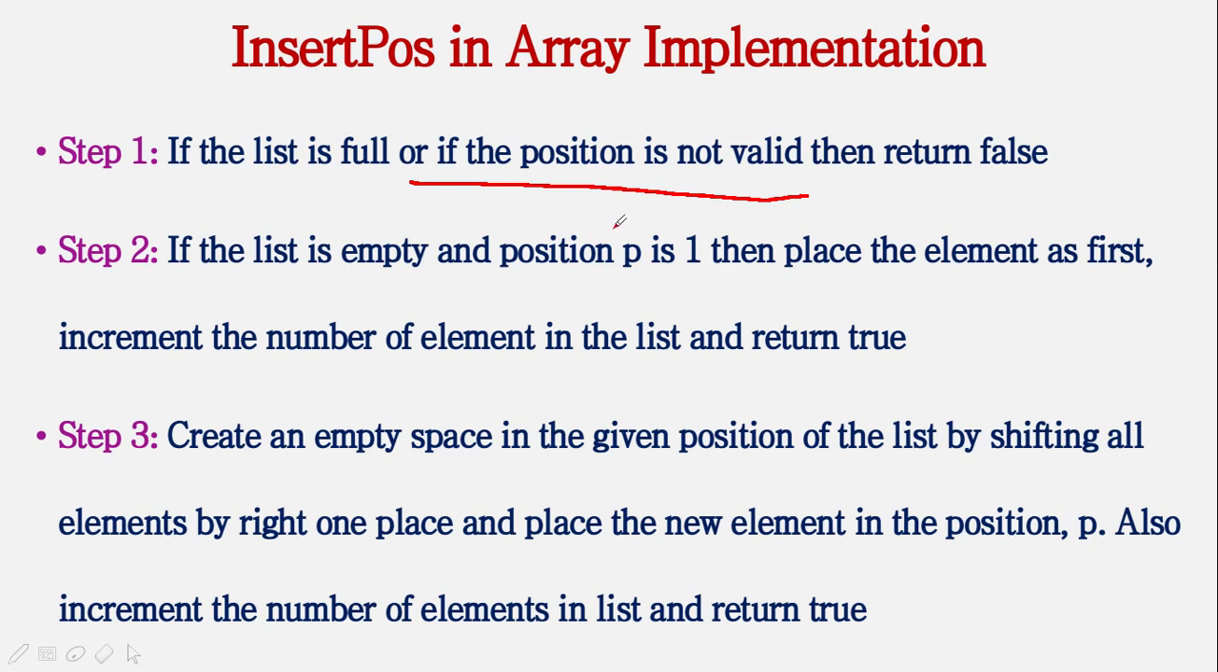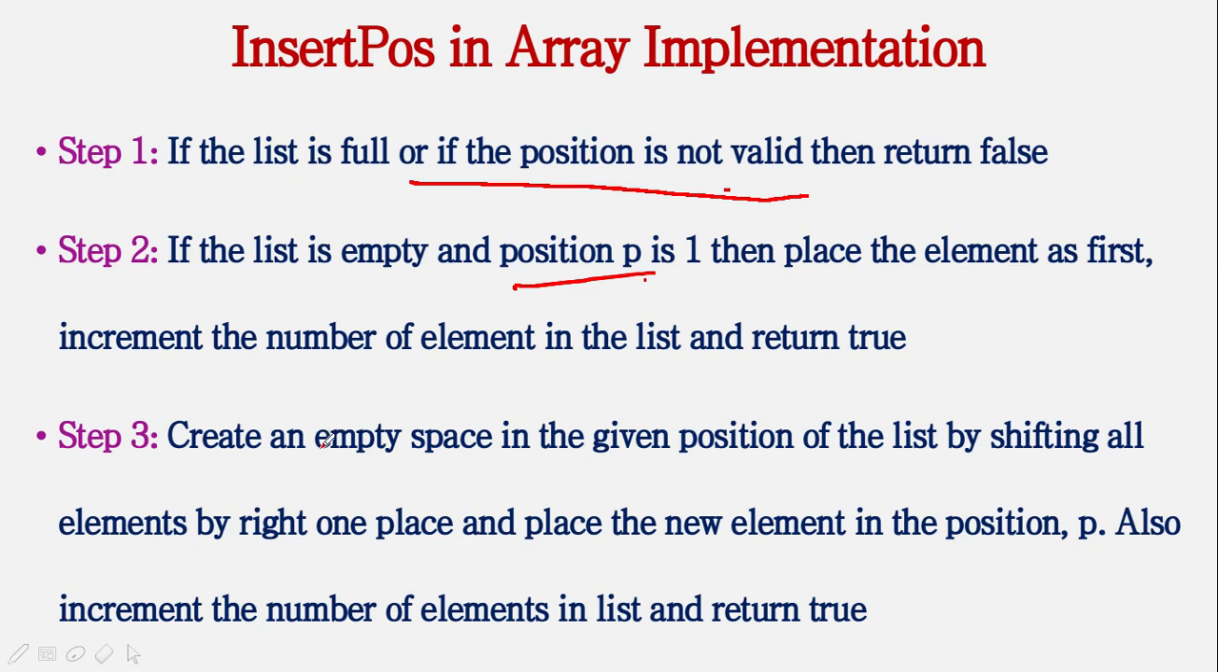I cannot tell insert at the position 5 or 6 or something like that, because that cannot be allowed in this particular operation. In insert position, either it can be intermediate positions or at the end of the existing elements. So we check the validity of the position. If the position is not valid or if the list is full, then this function is going to return false. And next, if the list is empty and position is 1, then you can place the element as the first element, increment the number of elements in the list, and return true.